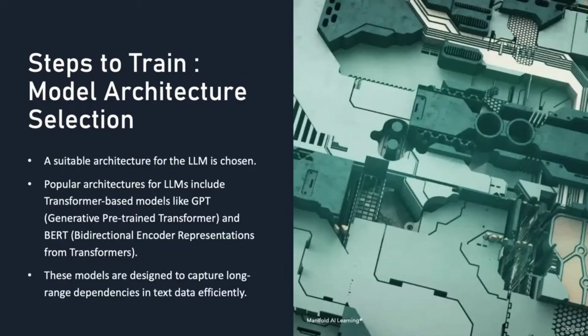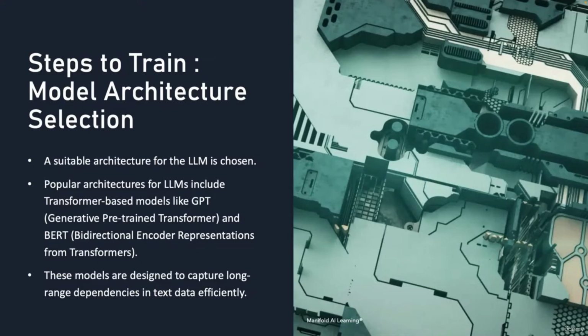Then this is followed by model architecture selection. Some of the popular architectures for LLMs include transformer-based models like GPT, which is known as generative pre-trained transformer, BERT, which is known as bidirectional encoder representations from transformers, and so on. These models are designed to capture long-range dependencies in the text data in an efficient manner.